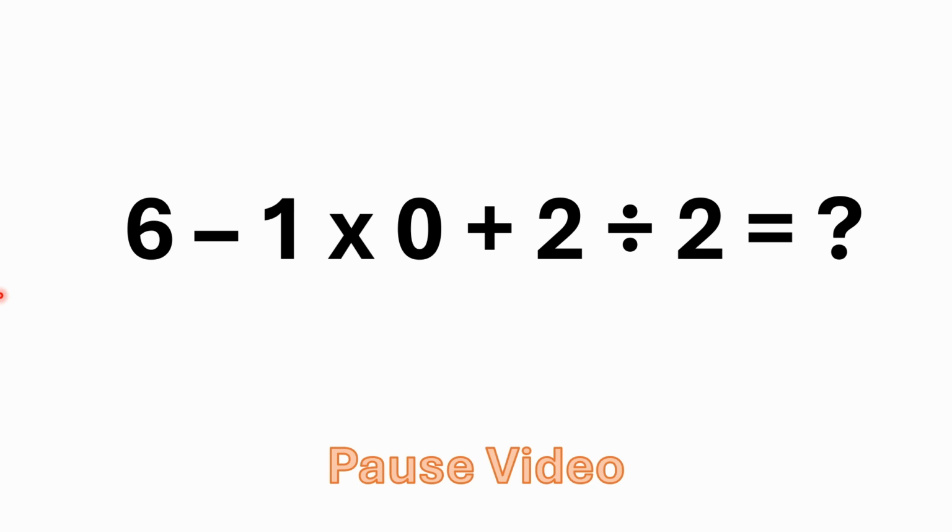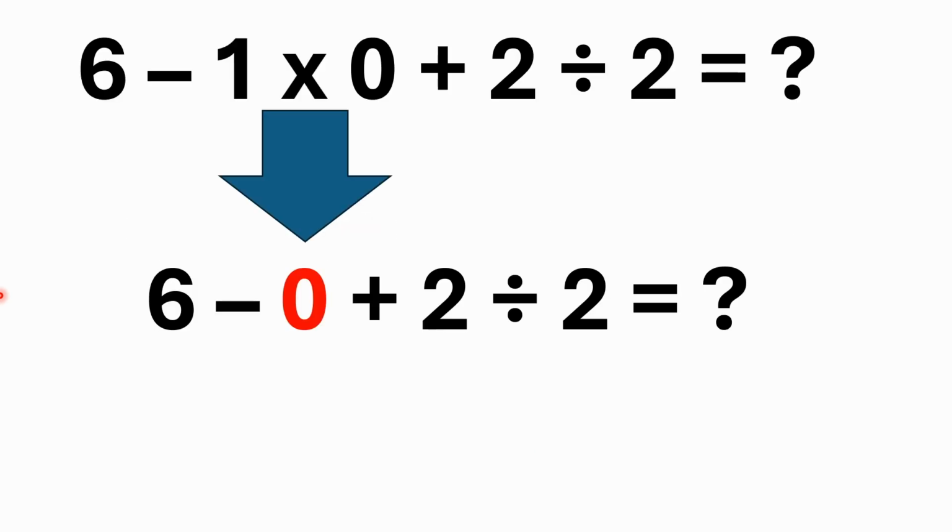All right, folks. So, the problem again is 6 minus 1 times 0 plus 2 divided by 2 equals what? All right. Well, first of all, you need to remember your order of operations. You know that within that order of operations, multiplication and division have equal precedence, and they're solved left to right. You may also have remembered an acronym like PEMDAS or BODMAS or so on.